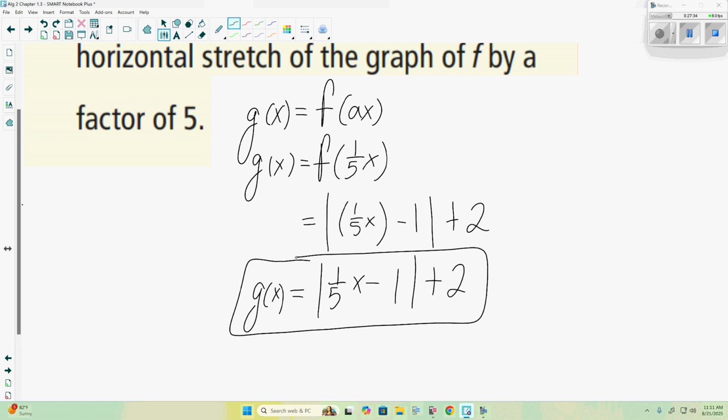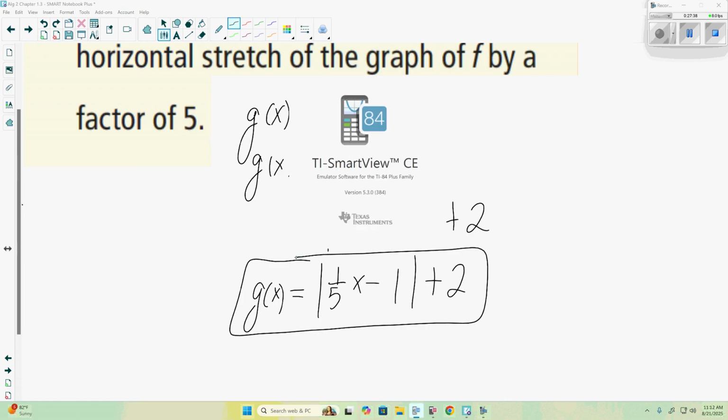So x minus 1 plus 2. It's going to be easier to see it graphically. Let the calculator do this here.